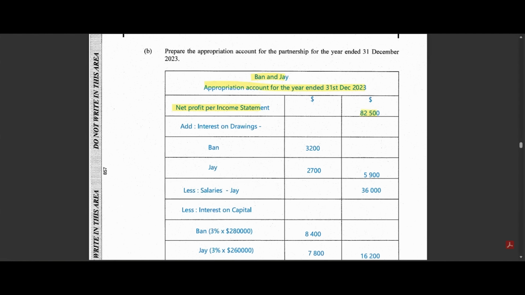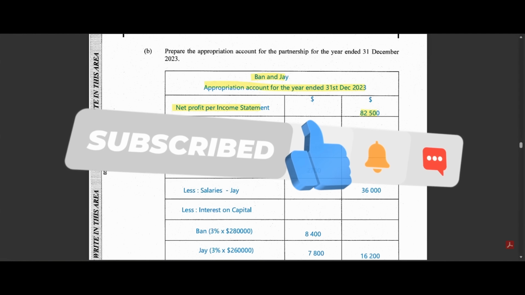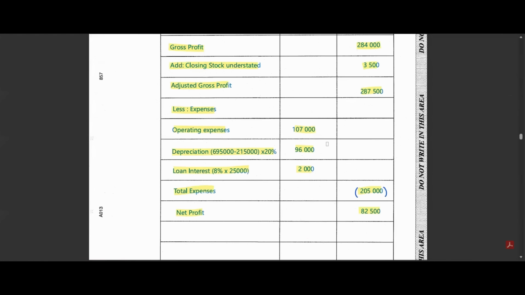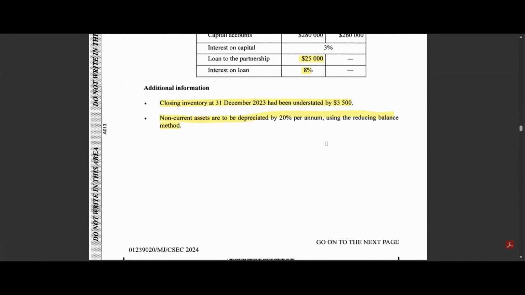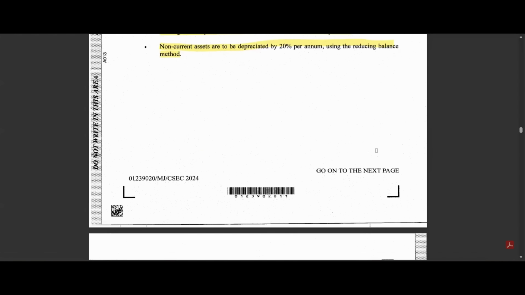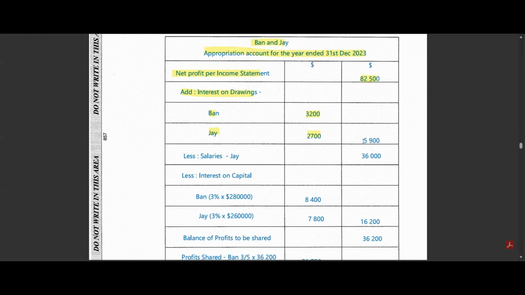Now, next up, as you guys would know, we now have to add interest on drawings back onto this income statement. And the question gave us the interest on drawings, Ban and J, $3,200 and $2,700 respectively. Check it out. It's right here. This has to be added back onto the profit of the business. Good. A total of 5,900.